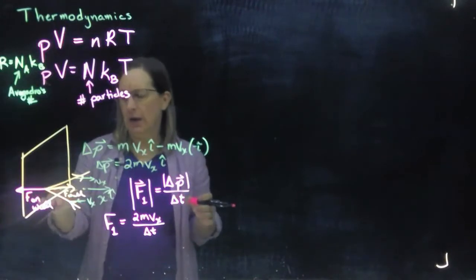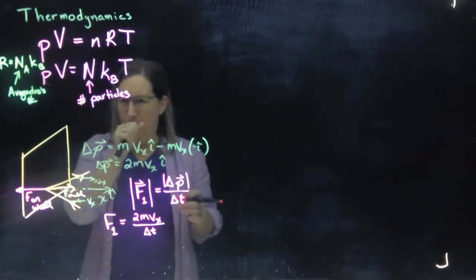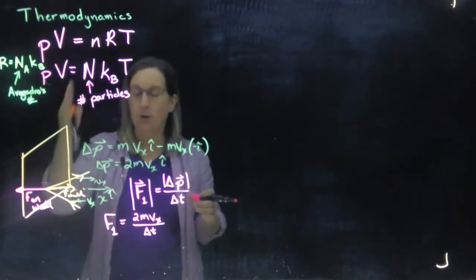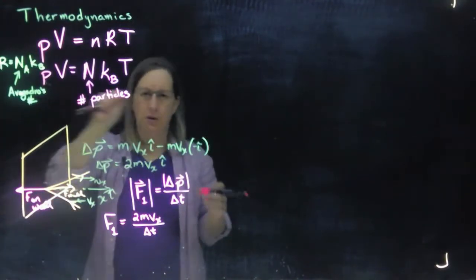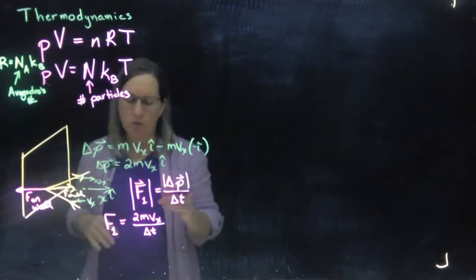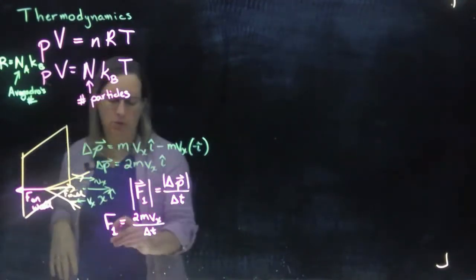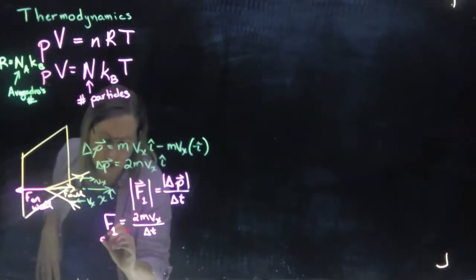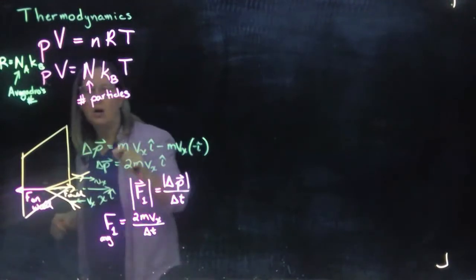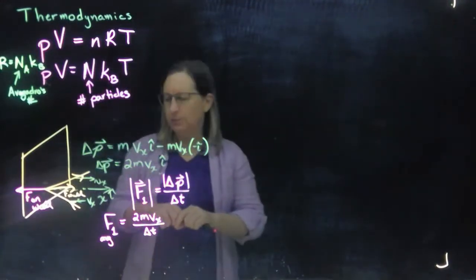The average force is really what we're looking at on the wall, not just this collision time. That would be my peak force, and you'd have a nice high force however long this collision took. But if we want a time average force, then we need to know the time between collisions.